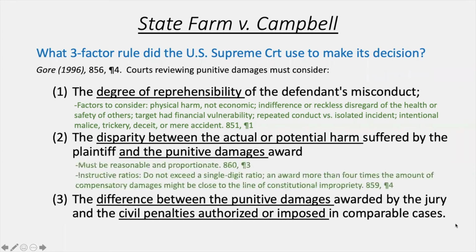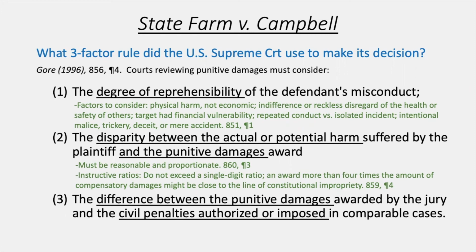The second factor you want to look at is whether the potential harm or actual harm suffered and the actual punitive damages award have some relationship. It needs to be reasonable and proportionate. And one of the rules that came out that is a very easy one, or good one, to put in your analysis is this instructive ratio. The court said that the award of punitive damages should not exceed a single digit ratio.